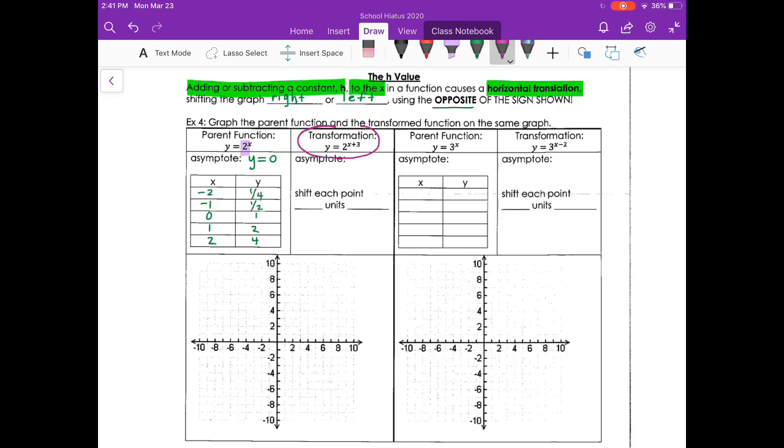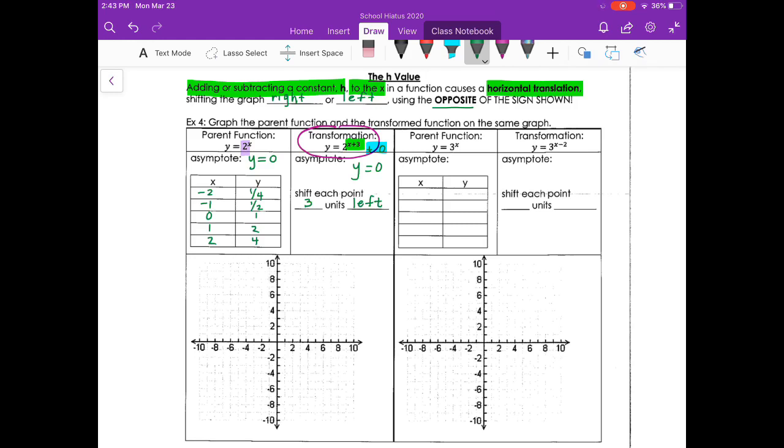Notice that our transformed function has a 3 added to the x in the exponent position. It does not have a constant added to the end of the equation, and so it's understood that the asymptote is y equals 0. The 3 added to the exponent will shift each point 3 units to the left. Now we're ready to graph y equals 2 to the x plus 3.